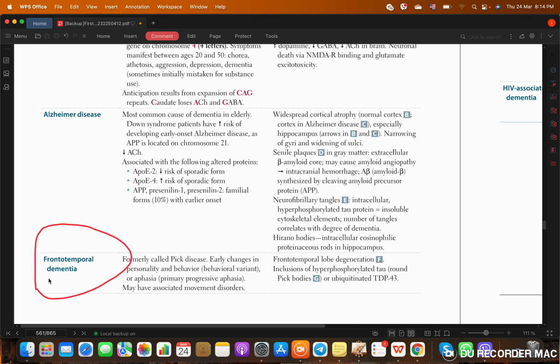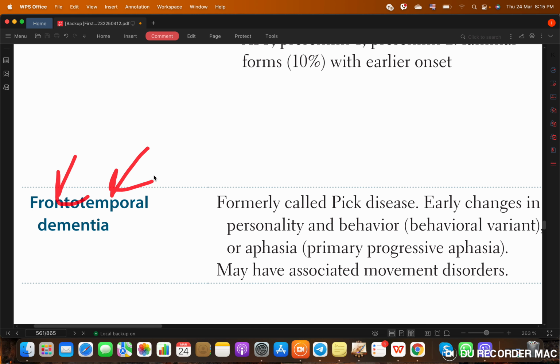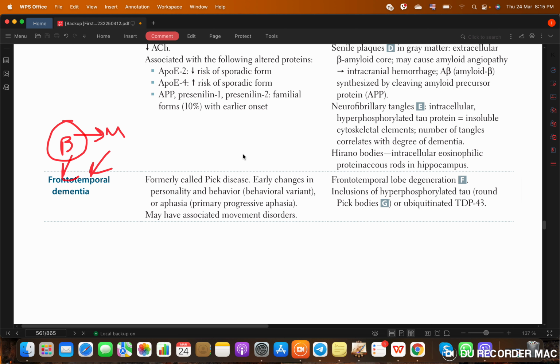The next disease I'm going to speak about is frontotemporal dementia. I want you to think frontal is before temporal. Frontal lobe is responsible for behavior, temporal lobe is responsible for memory. So the patient's behavioral symptoms will come before the memory symptoms. Formerly known as Pick disease, it causes early changes in personality and behavior. Why? Because the frontal is before temporal.